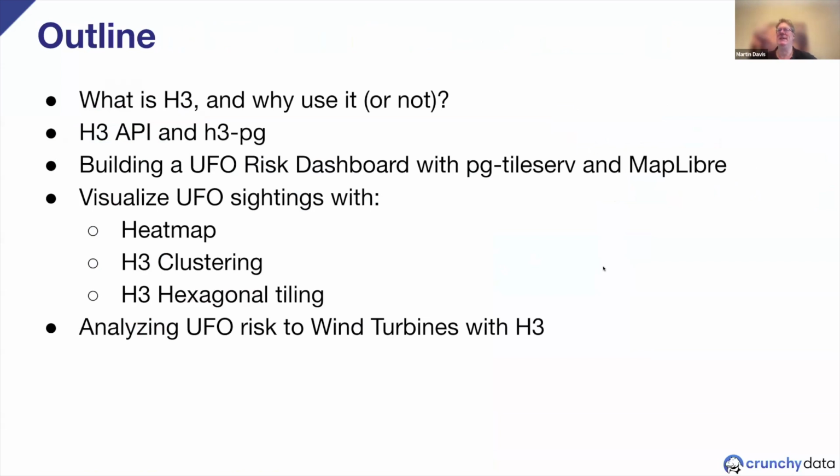So what I'm going to talk about today is what is H3 and why do you want to use it or not use it? We'll talk about the H3 API and an extension called H3PG that lets you use it in Postgres. We're going to show how to build a UFO risk dashboard with pg_tileserv and MapLibre. And then we're going to experiment with some different visualization techniques, such as heat maps, H3 clustering, H3 tiling. And finally, we're going to analyze the UFO risk to wind turbines using H3.